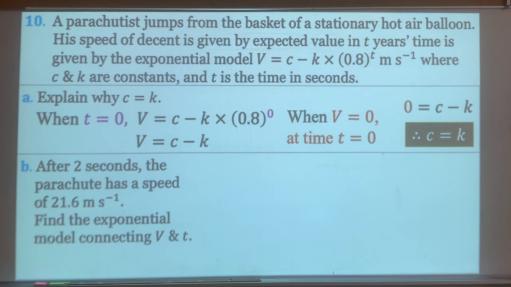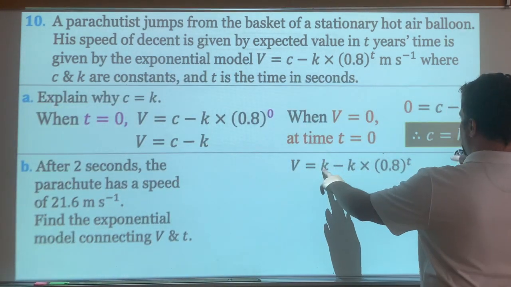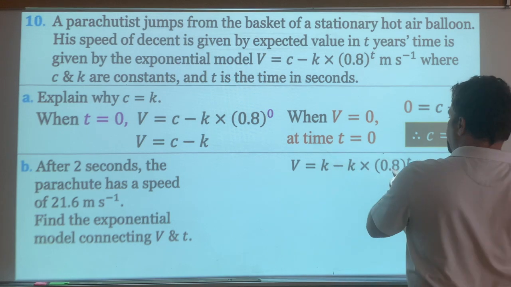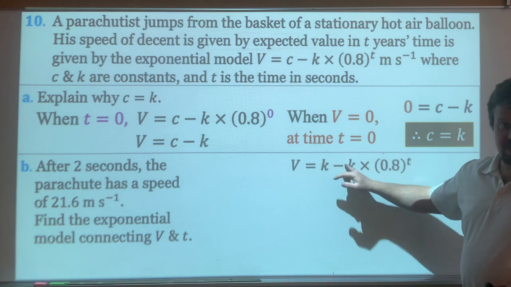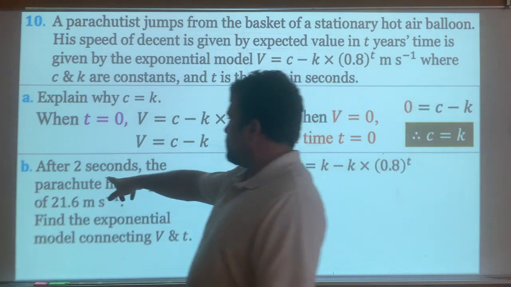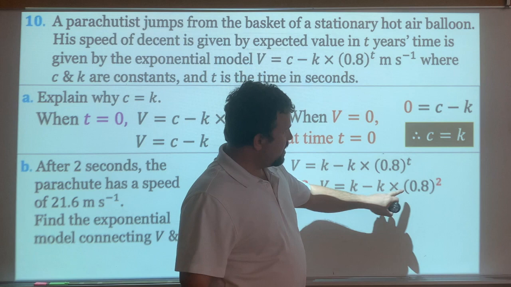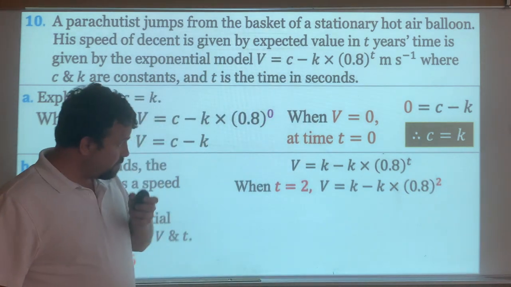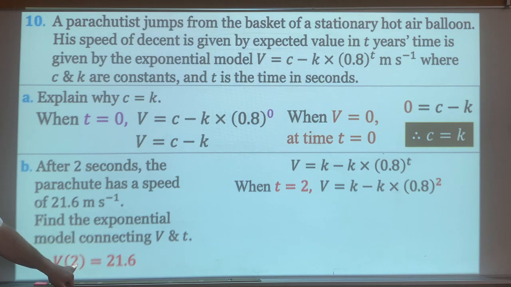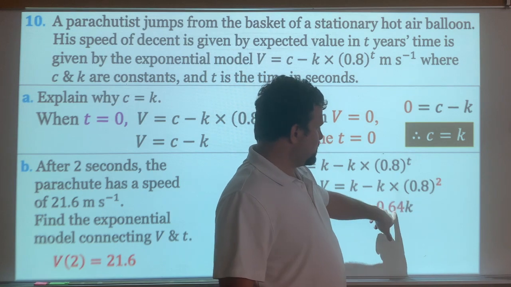Are we good? All right, so what do we know? We know that V equals C, which is K, right? I replaced the C with the K because they're equal, minus K times 0.8^T. And it doesn't matter if you put C's here because they equal the same thing anyway. After 2 seconds, the speed is 21.6. So when T equals 2, your V equals K minus K times 0.8 squared. 0.8 squared is 0.64. Now in V of 2, when time is 2, your velocity is 21.6, right? So you can plug that in for V: 21.6 equals K minus 0.64K.